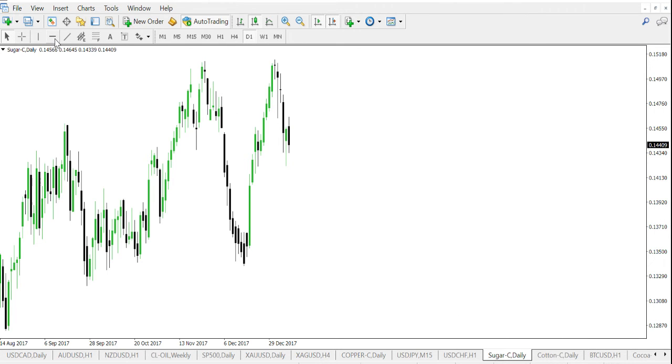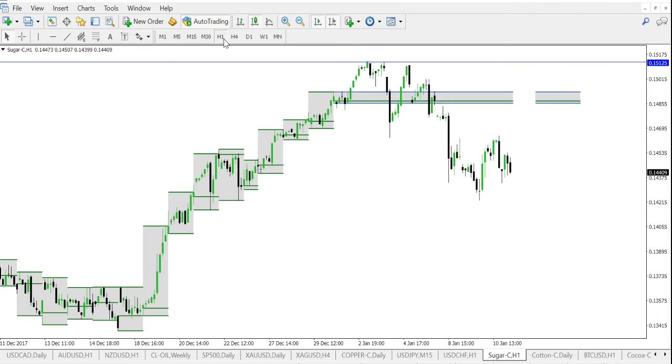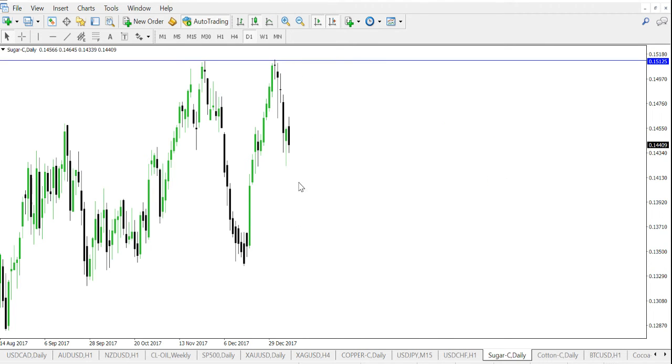Sugar's interesting. Made equal highs up here. It has since rejected. This is Thursday. It's trading. Yeah, nice rejection on this level here. I think price is going to come back down into this level here.